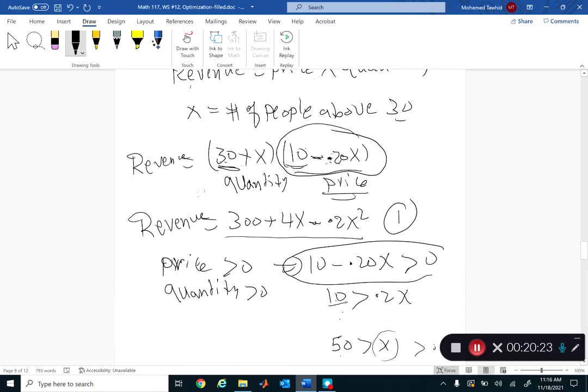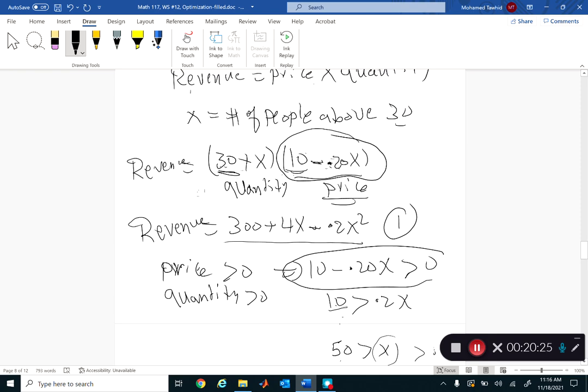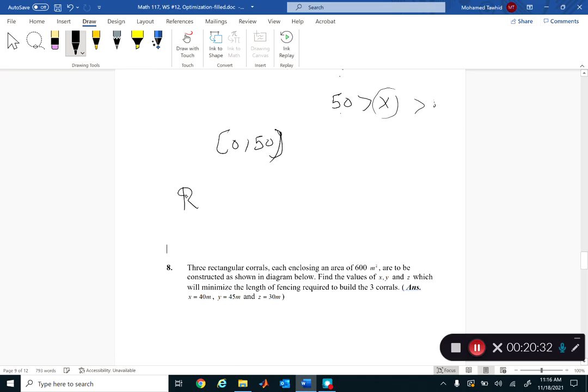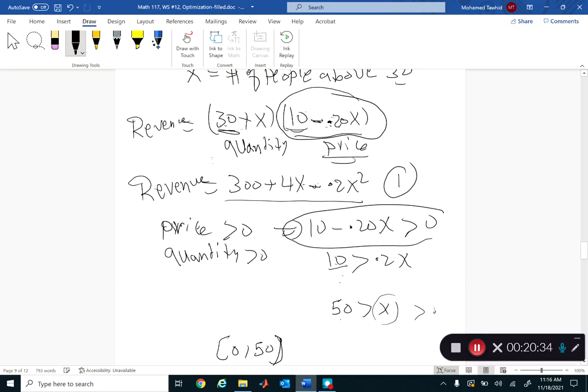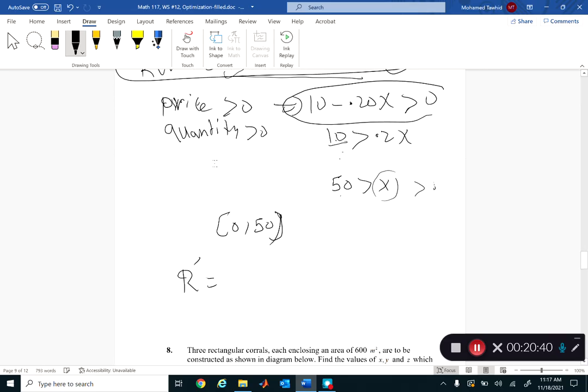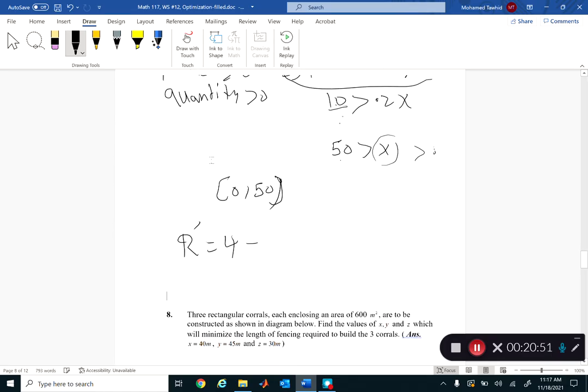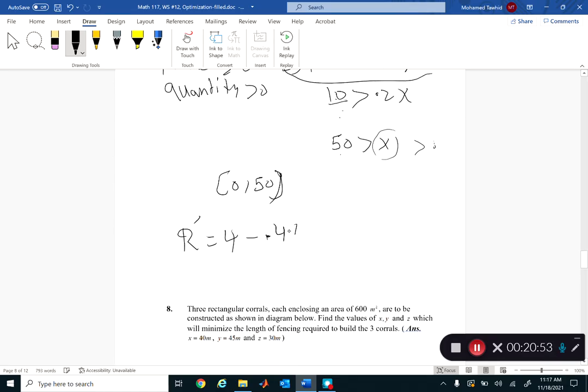How? Just go ahead and find the critical point. What is the derivative of your revenue? So what is r prime? R prime here, just go ahead and take the derivative. Equation number 1. What is the derivative of 300? 0. 4x, which is 4. It will be 4 minus, what is the derivative of 0.2x squared? You have 2x, so 0.2 multiplied by 2, you get 0.4. So you get 0.4 multiplied by x.